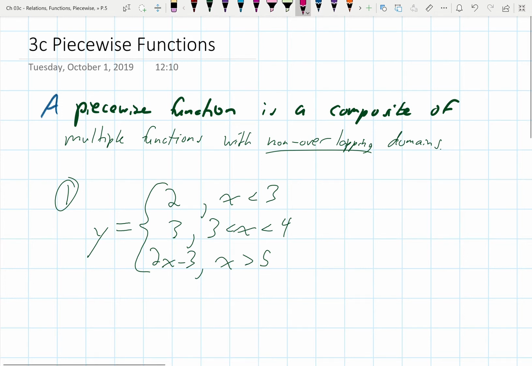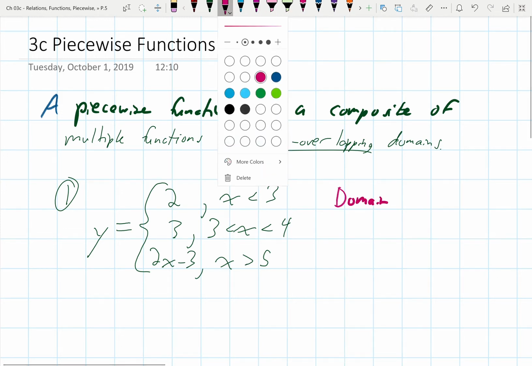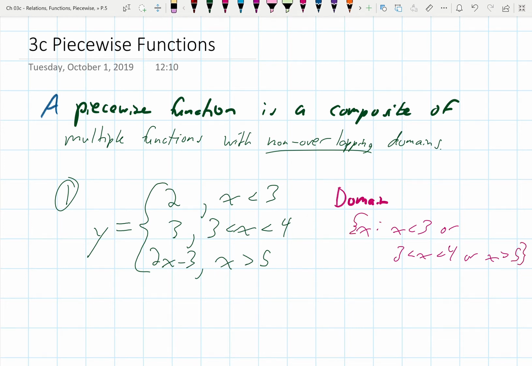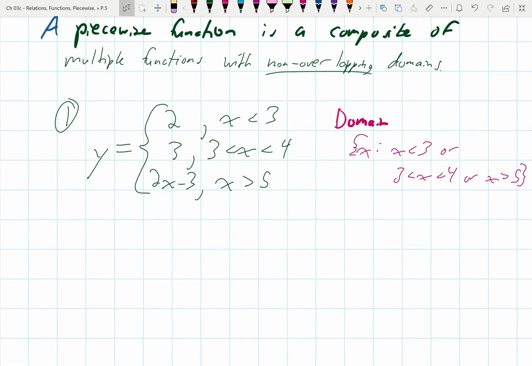Note that the domain of this piecewise function is not all real numbers. If I look at the values here, the domain is all x such that x is less than 3, or 3 is less than x is less than 4, or x is greater than 5. It's going to be gapping in some places, and that's okay. As far as the range goes, we have to look at that on the graph itself. I really can't tell by this where it is and where it isn't.